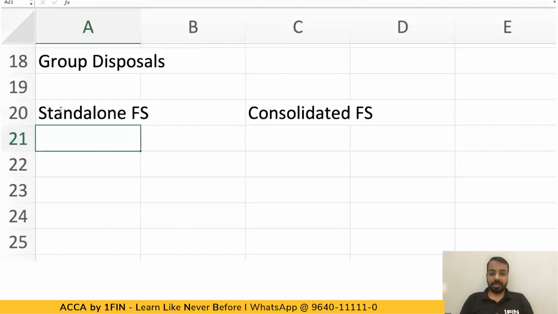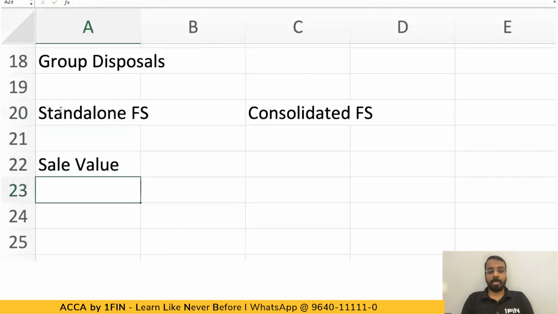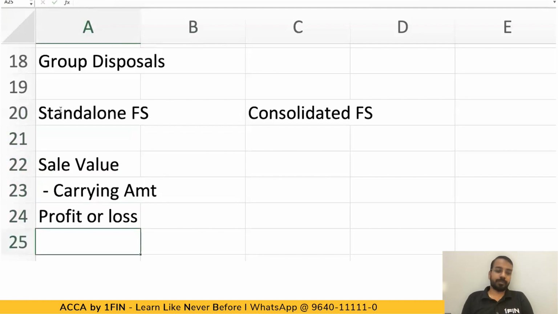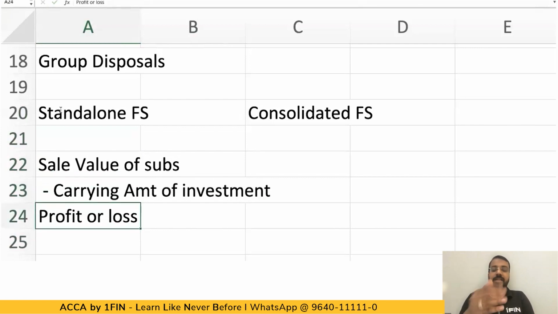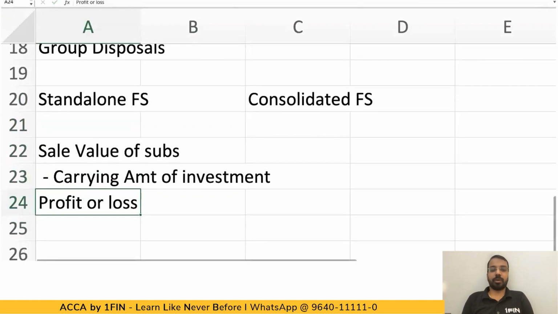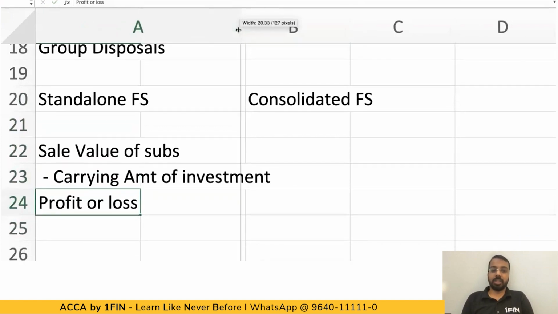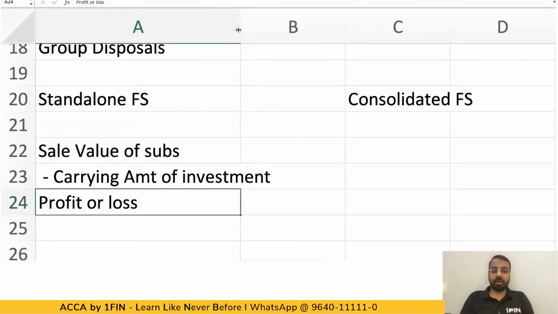In the standalone financial statement, consideration or sale value minus carrying amount is the profit or loss. Whatever is the sale value minus carrying amount. Sale value of what? Of the subsidiary. Carrying amount of the investment. The difference is considered to be profit or loss. There is no problem on this part, right? So sale value of subsidiary minus carrying amount of investment will give you profit or loss.